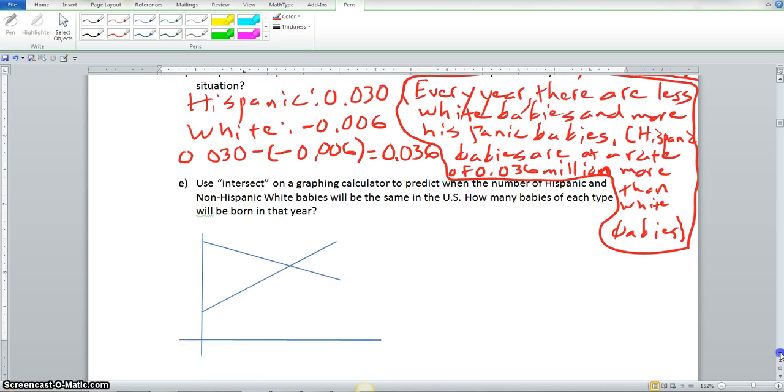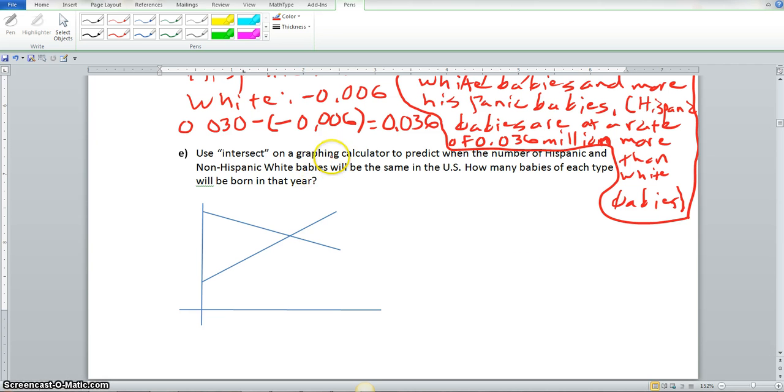Okay, now we go down here to part E. It says use intersect on a graphing calculator to predict when the number of Hispanic and non-Hispanic white babies will be the same in the U.S. How many babies of each type will be born in that year? Okay, now what we would do is, it's going to be about here, and we could write the numbers here. This would be 3, this would be 0 and 0, and we would put 50 here. Now, what we would end up with is 41.5 with the repeating 5, and we would have 2.079.